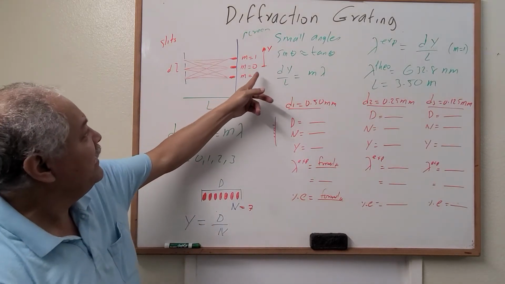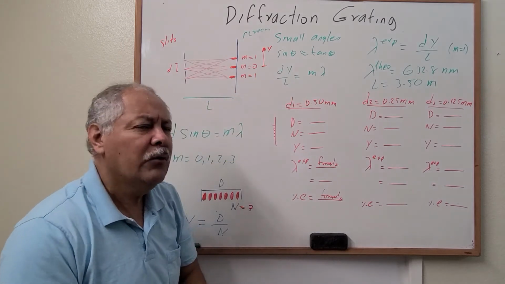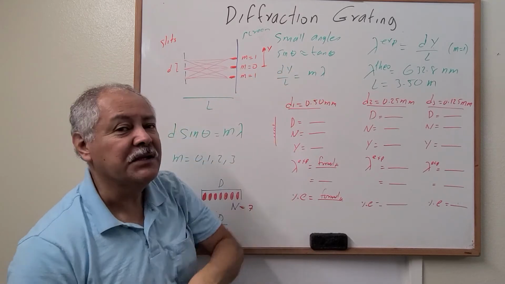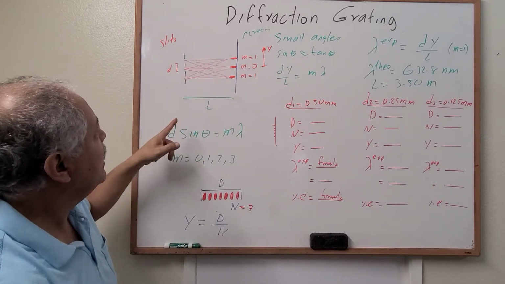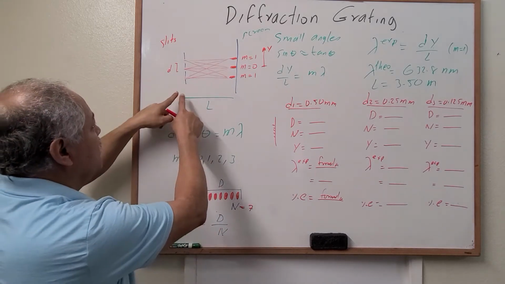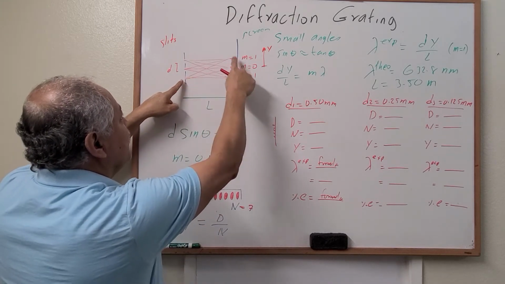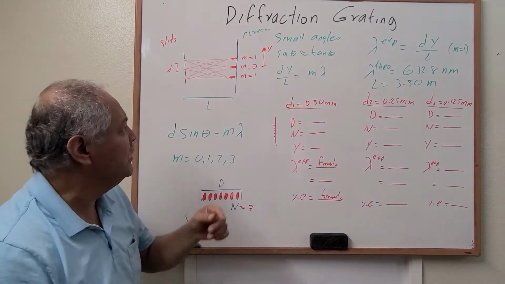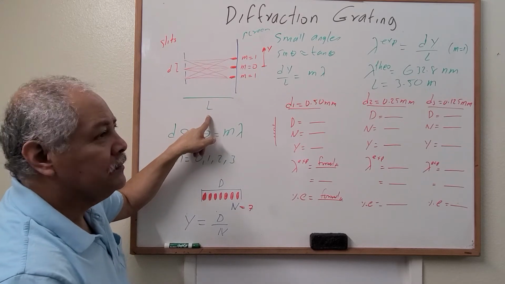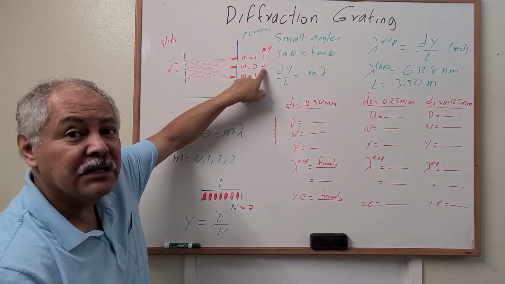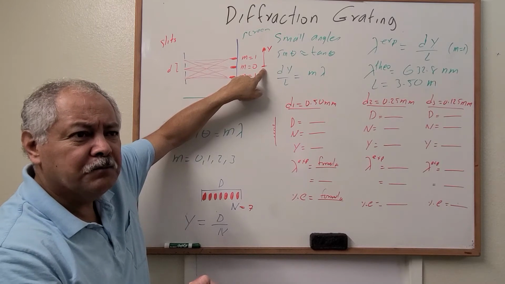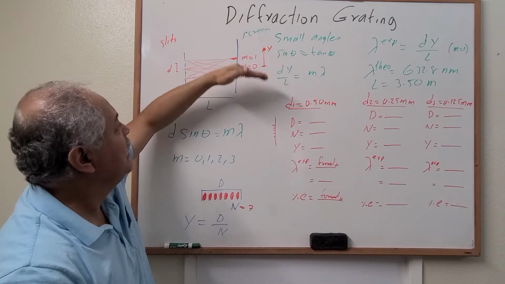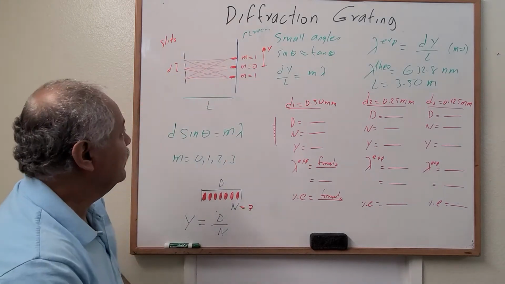But in this case, the angle is small. When that happens, remember we can use the approximation that sine theta is about tangent theta. If we construct a triangle right here, we call this L, this is y, and we create the angle this way, so we have a right triangle. What is the tangent of the angle? It's y divided by L. y is the distance from the center bright fringe to any other fringe, up or down.